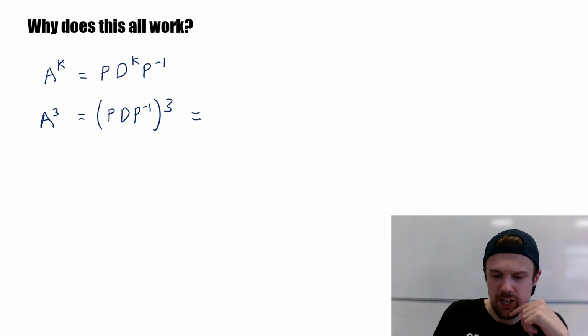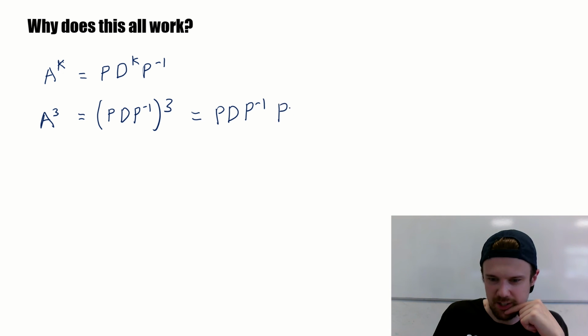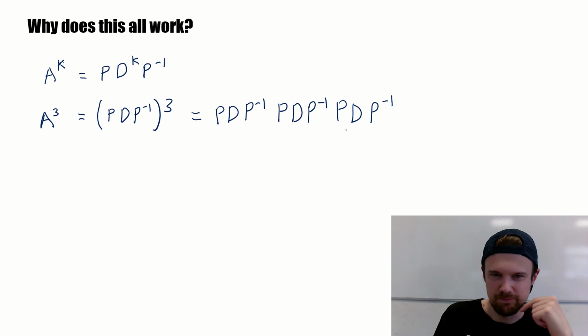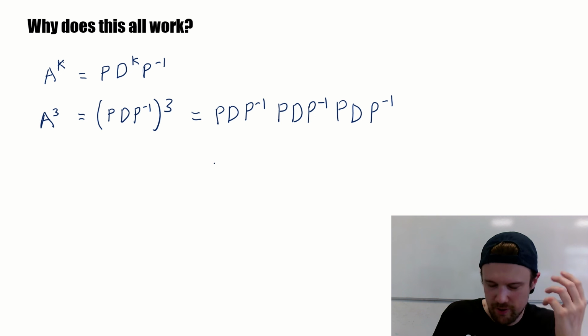So what we're actually doing when we're taking all of that stuff to the power of 3 is P times D times P to the power minus 1, times P times D times P to the power minus 1, times P times D times P to the power minus 1. And obviously if we're changing that power, you'd scale it up to whatever you want.